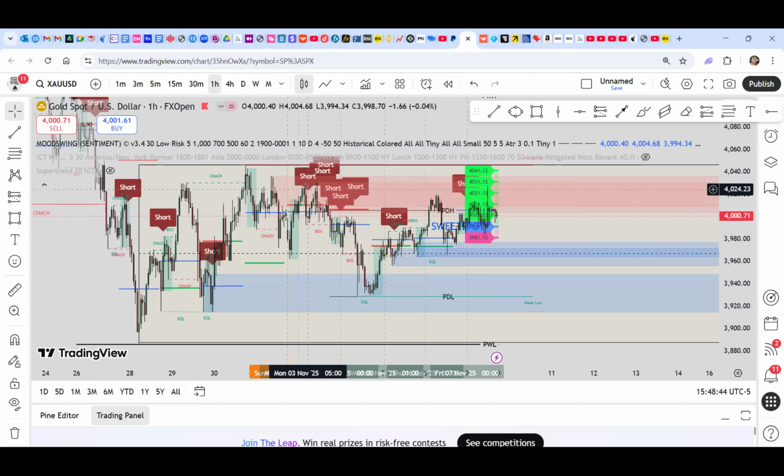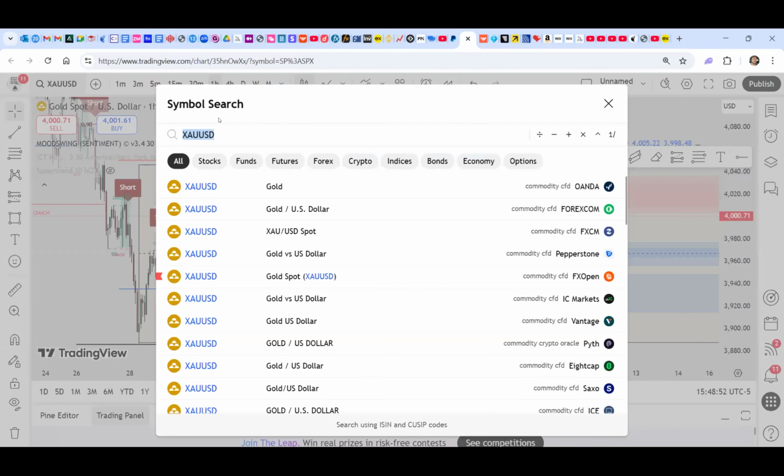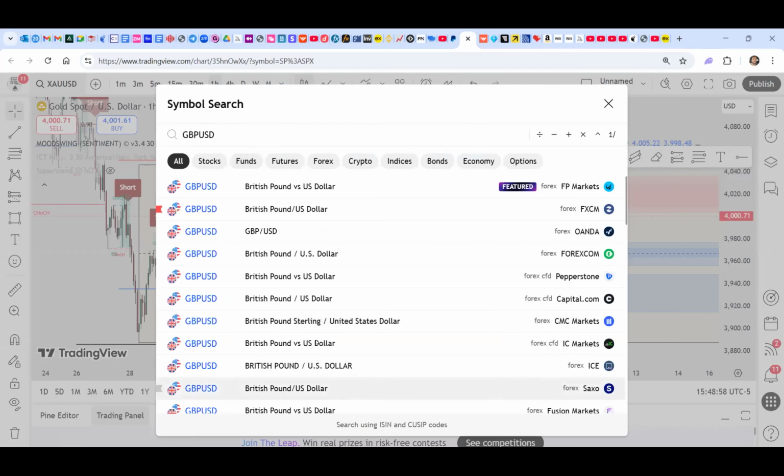Yeah, for sure. So if we pull up, say for example, GBP USD, if you pull up GBP USD on the IC Markets feed, and for a lot of people, I suggest using the IC Markets feed.